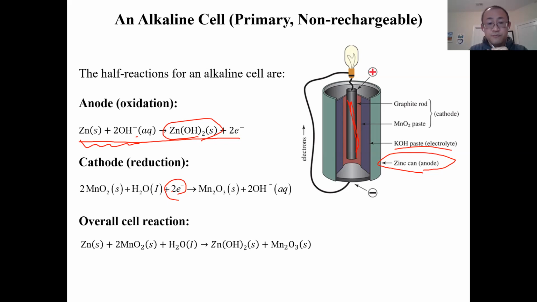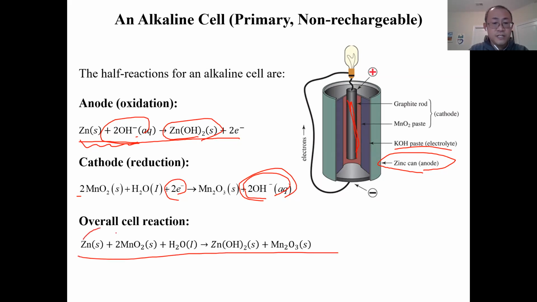After manganese receives those 2 electrons, manganese 4 oxide becomes manganese 3 oxide. Each manganese receives 1 electron, so that's why you have a 2 in front of manganese 4 oxide. And this process will release 2 hydroxide ions. So basically, the amount of hydroxide ions will remain constant, because zinc needs 2 hydroxide and manganese will release 2 hydroxide. So inside, the potassium hydroxide paste normally remains constant. The overall reaction is shown here. Basically, the zinc transfers electrons to manganese, realizing the electron transfer.